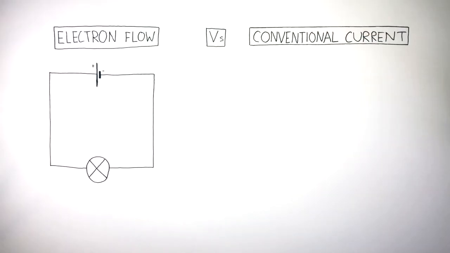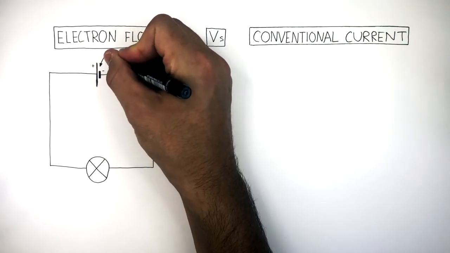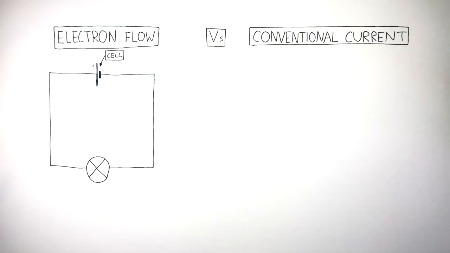Here is a series circuit as it has one complete loop. This is a cell, and we know a cell stores chemical energy, and the cell is responsible for pushing the electrons around the circuit. On the symbol of the cell, the long line is always the positive terminal, as shown by the red cross, and the shorter line is always the negative terminal, as shown by the blue dash.